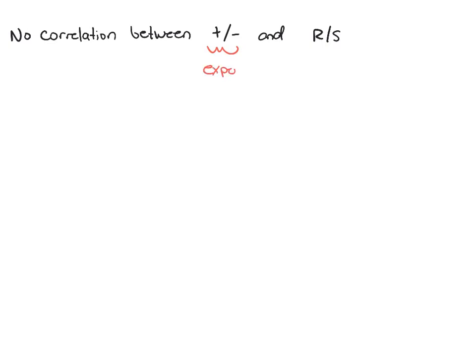So here are a few key takeaways from this. The first, which might be the most important, there's absolutely no correlation between plus and minus and R and S. Yes, they're both used to describe a certain enantiomer of a chiral compound, but the difference is plus and minus is experimental, R and S is bookkeeping.